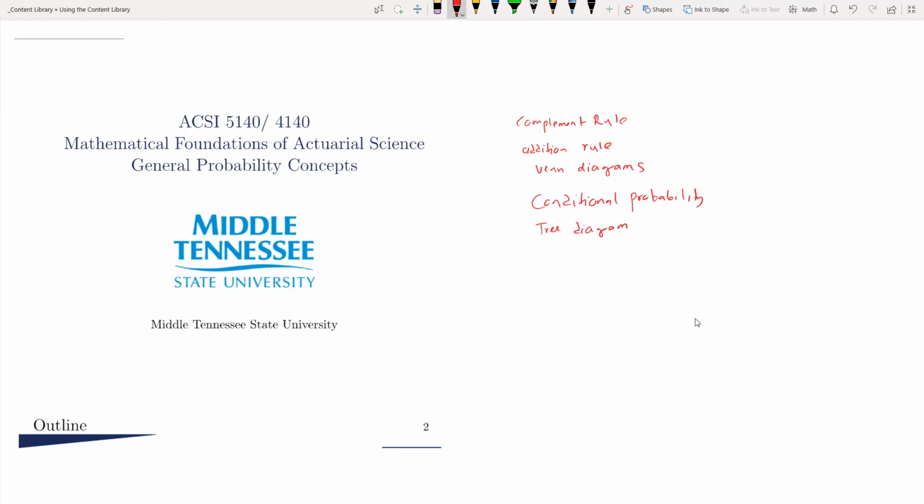Then be able to define independent and dependent events. So independent and dependent events. And finally, Bayes theorem.